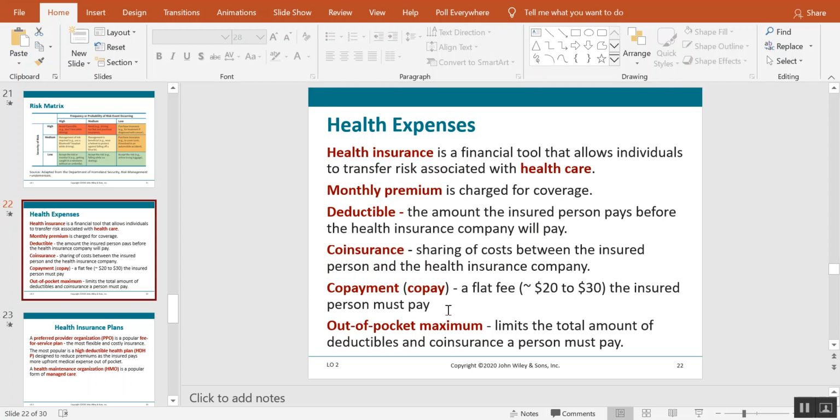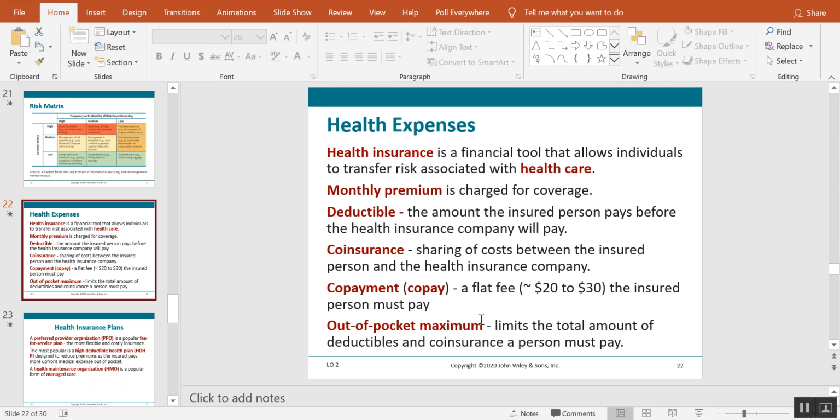So, for example, with a co-insurance, you may say, I have to pay 20% of the bill in an emergency room because that's my co-insurance. A co-payment is a flat fee that you pay. So, like you went to the doctor, and if you had a copay every time you went to the doctor of $50, you'd have to pay that every time you went to the doctor.